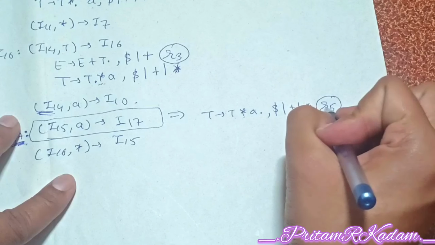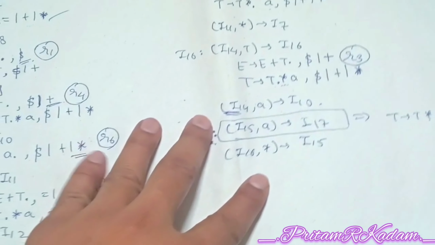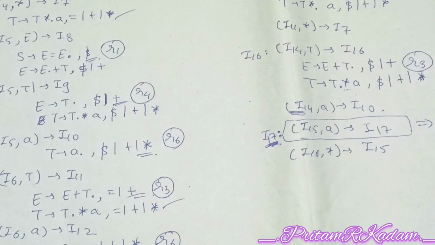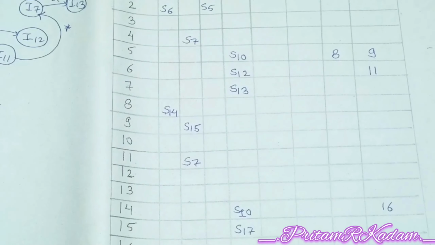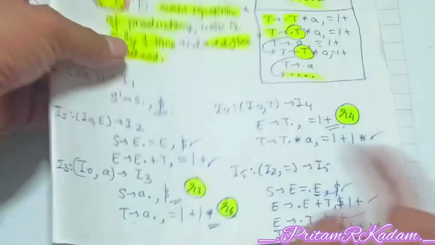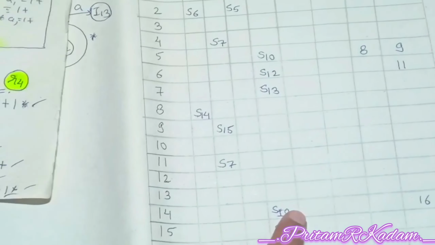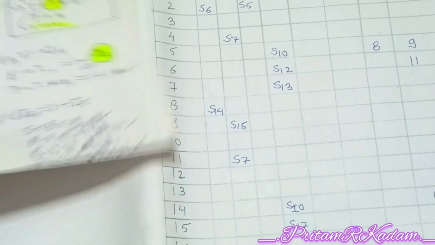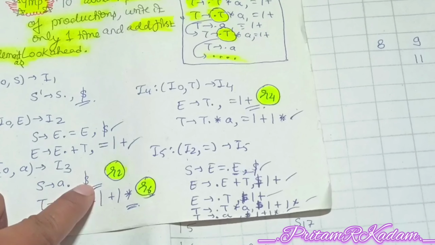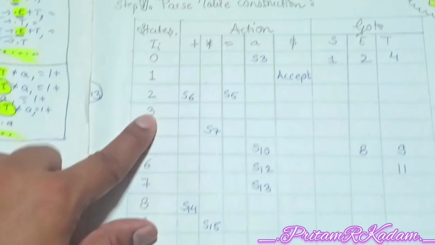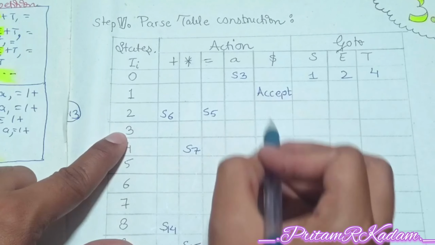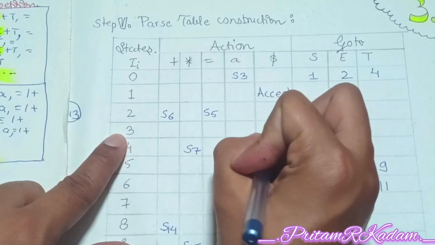Okay. So now we just have to enter the reduce entries. And if two entries coincide in the same cell, then it is not a CLR grammar. Otherwise, it will be a CLR grammar. Okay. So let us write from here. In I3 cell, I have to write R2. So in 3 and under dollar, I have to write R2.